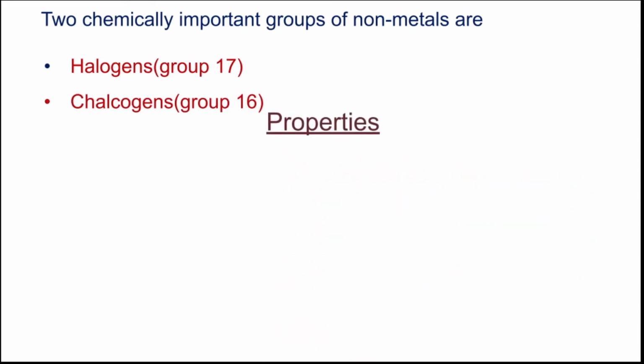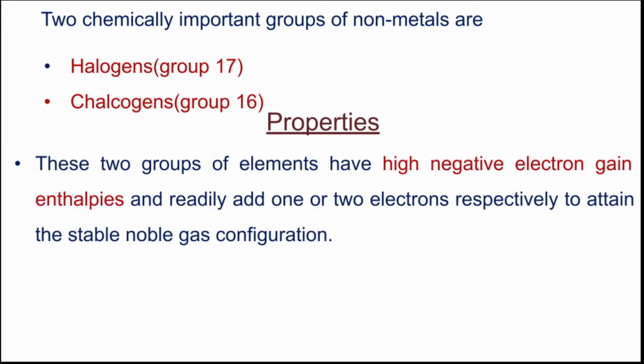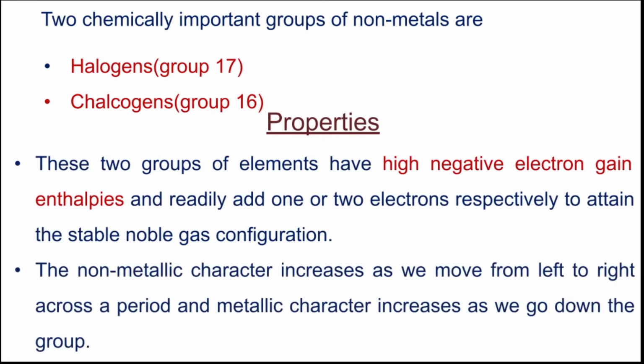Let's see their properties. These two groups of elements have high negative electron gain enthalpies and readily add 1 or 2 electrons respectively to attain the stable noble gas configuration. So they are always in a tension to get that 1 or 2 electrons and complete their octet. That's why they are highly reactive. The non-metallic character increases as we move from left to right across the period, and metallic character increases as we go down the group in p block elements.